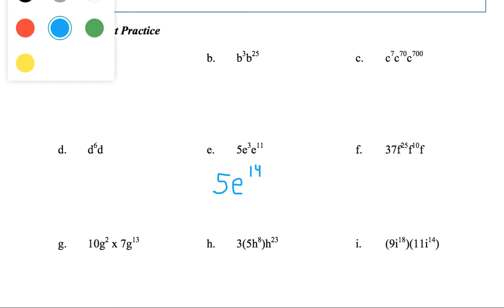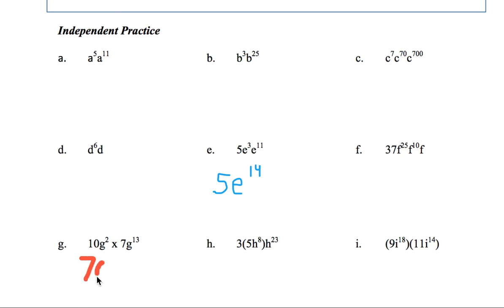Let's look at letter G. 10g squared times 7g to the 13th power. Well, 10 times 7 is 70, so we're going to use the normal rules of multiplication for that. And then for the giraffes, we're going to use our exponent rules. 2 plus 13 is 15.